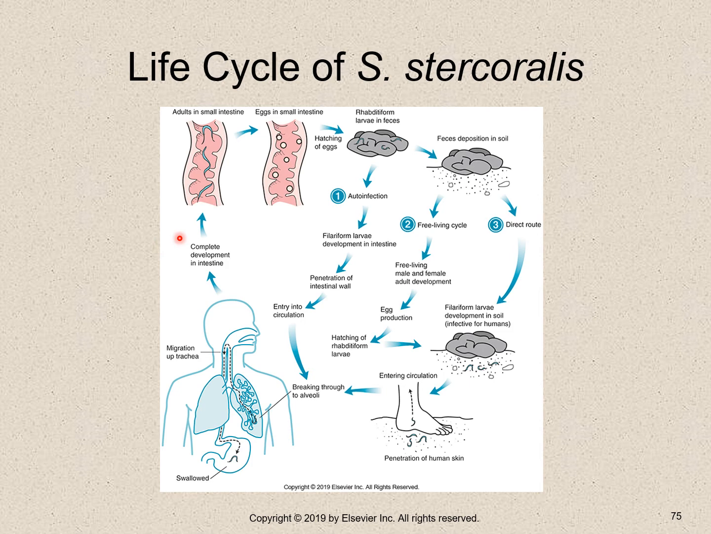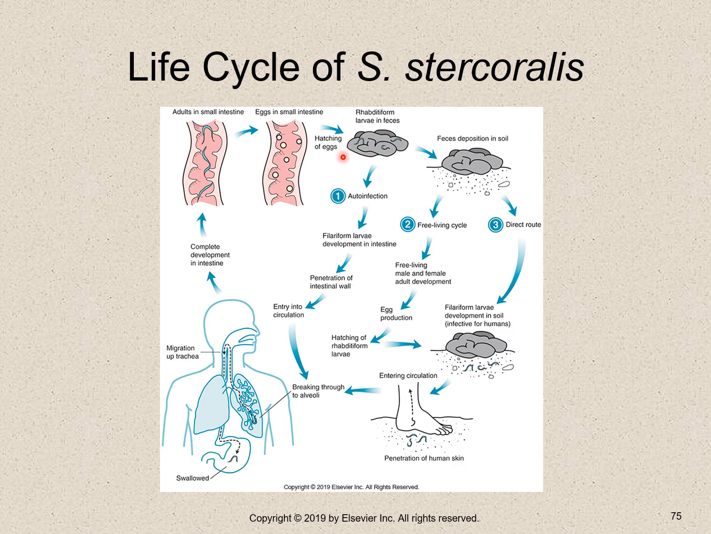The life cycle of Strongyloides stercoralis can actually take one of three phases. Direct, which is similar to that of hookworm. Indirect, which involves a free-living phase, or autoinfection. In the direct cycle, the fertile egg hatches in the intestines and develops into the rubidiform larva, which is the non-infective form, which is then passed into the stool.